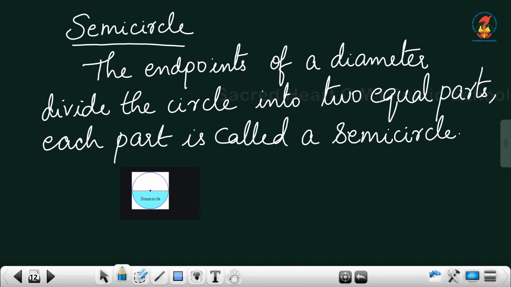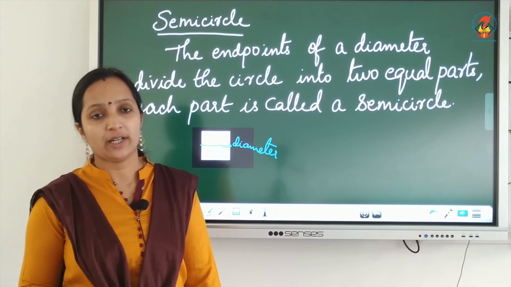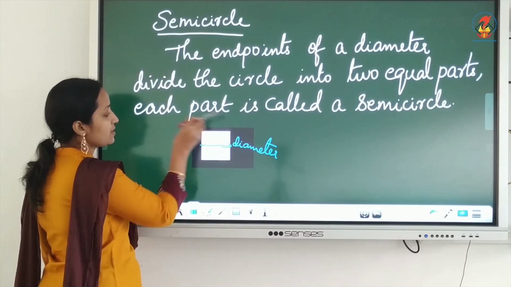Semicircle. What do you mean by semicircle? The end points of a diameter divide the circle into two equal parts. We know that the line segment passing through the center, this is the diameter. The diameter is dividing the circle into two equal parts, and each part is known as semicircle. This is semicircle, this is semicircle.